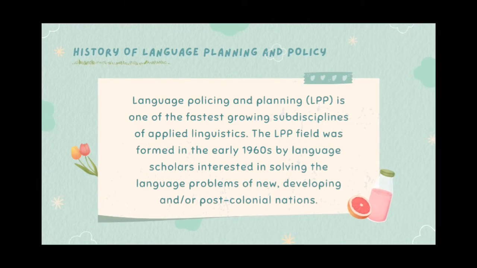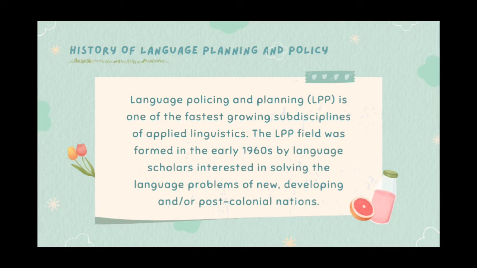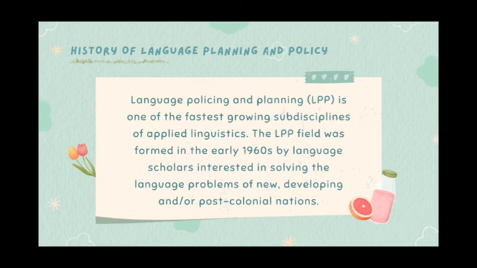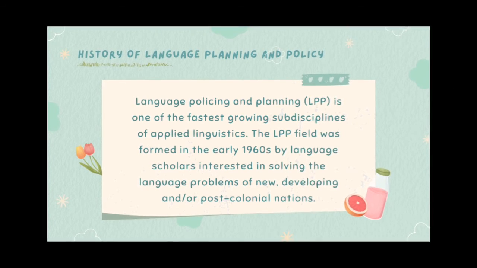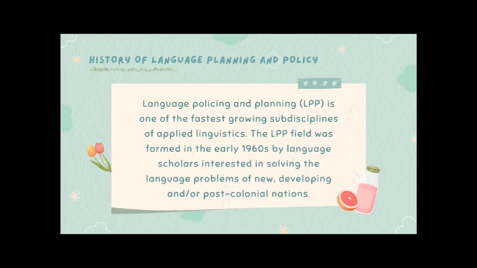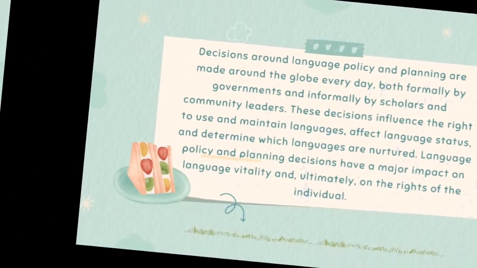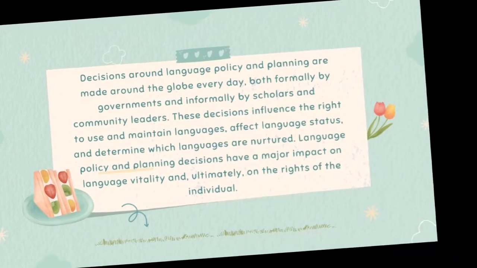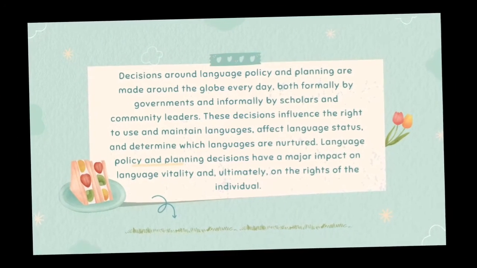Language policy and planning, or LPP, is one of the fastest growing subdisciplines of applied linguistics. The LPP field was formed in the early 90s by language scholars interested in solving the language problems of new developing and post-colonial nations. Decisions around language policy and planning are made around the globe every day, both formally by governments and informally by scholars and community leaders.